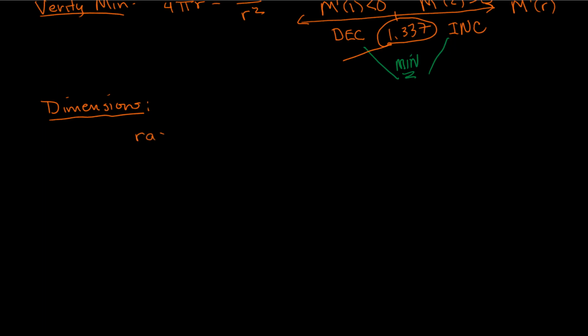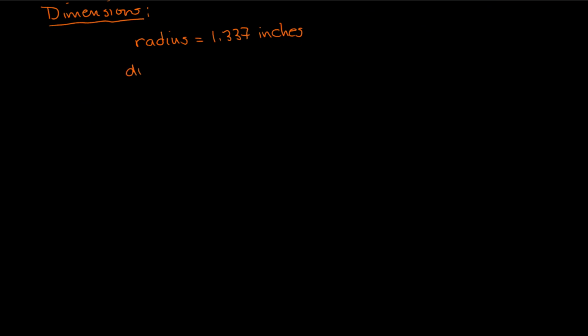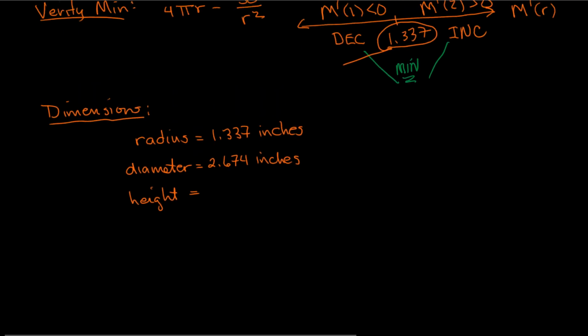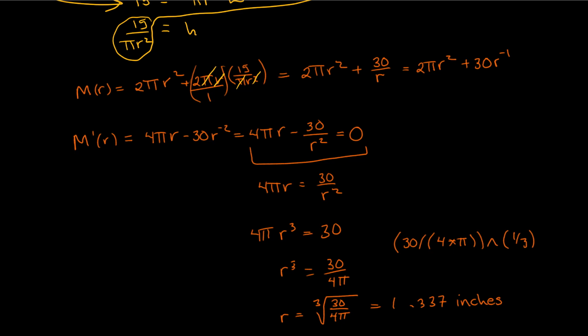We need a radius of 1.337 inches. Now, as you talk to people, a lot of people are not real comfortable with discerning between radius and diameter. So you might want to throw in that, hey, the diameter is going to be 2.674 inches, or a little bit over 2.5 inches. The height of the can, well, let's see, the height we found earlier. Here it is at the top of the screen, circled in yellow.